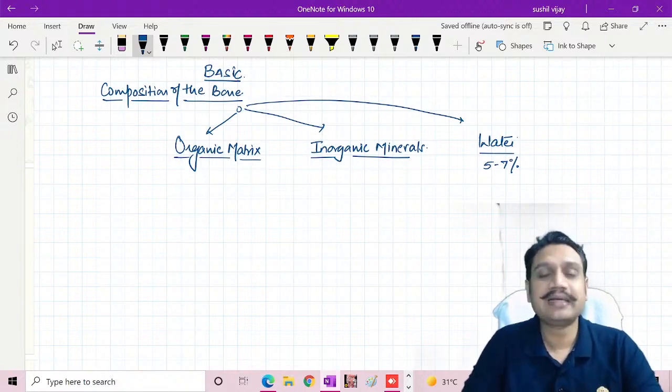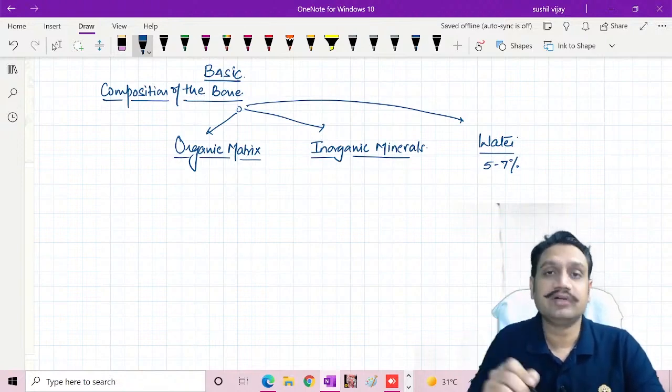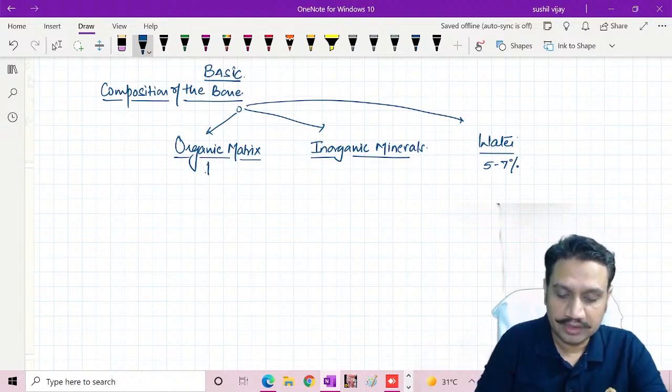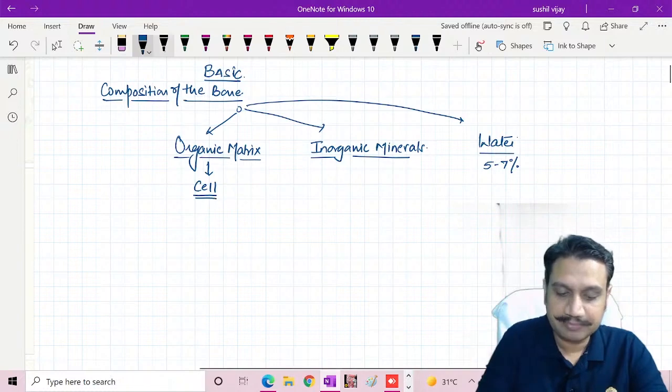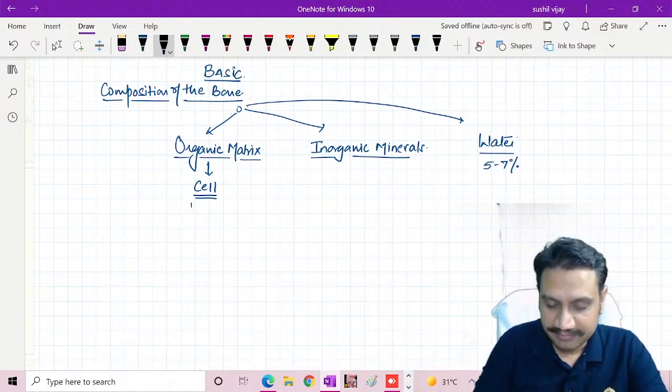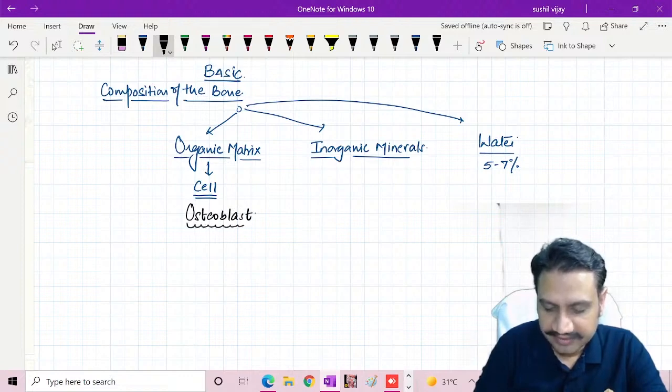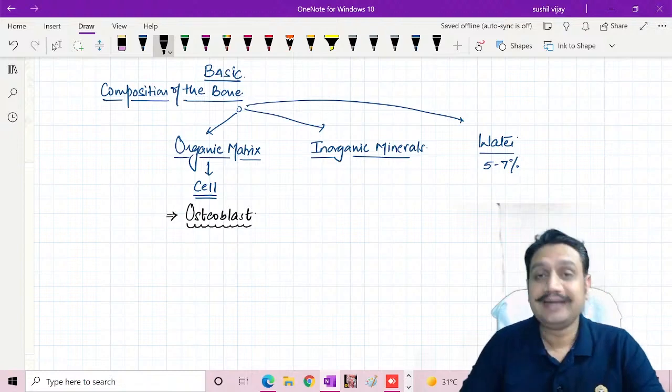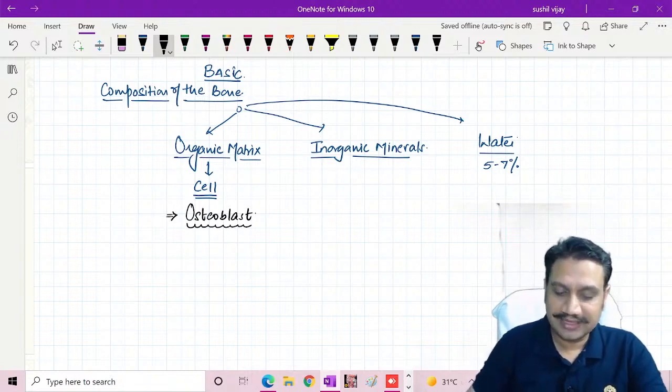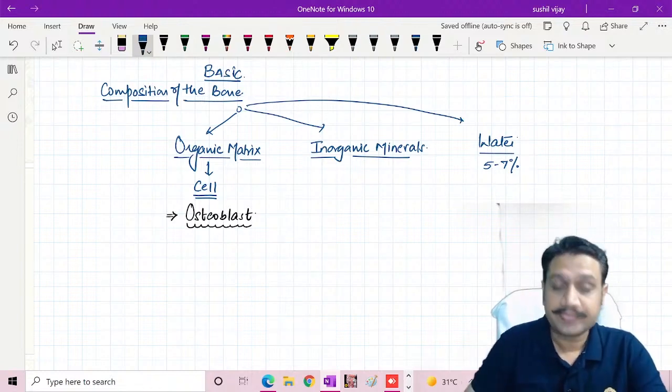What exactly is a matrix? Matrix is a framework, and who makes the framework of the bone? The framework of the bone is made by the cell. Which is the primary cell of the bone? The primary cell of the bone is your osteoblast. That makes up your bone. This osteoblast secretes certain proteins.